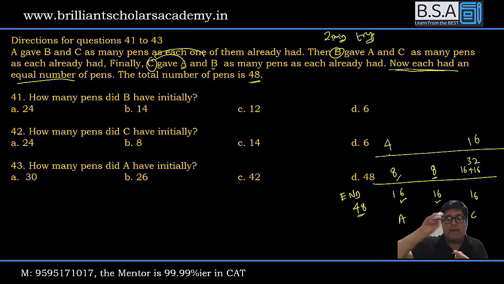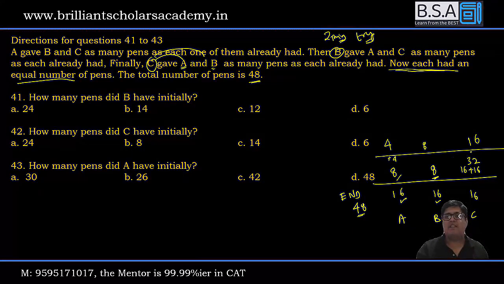So how much comes back to B? See, 8 is already there with B. Understand plus minus. A was getting 4 pens and C was getting 16 pens. When I go back, those 4 and 16 pens will come back to B. 4 and 16 is 20. So B has 28 pens.